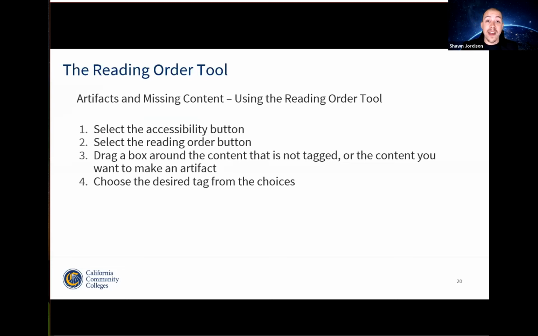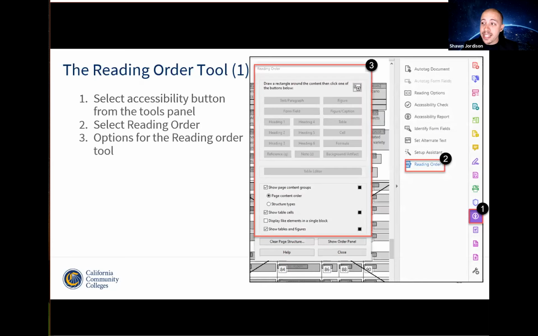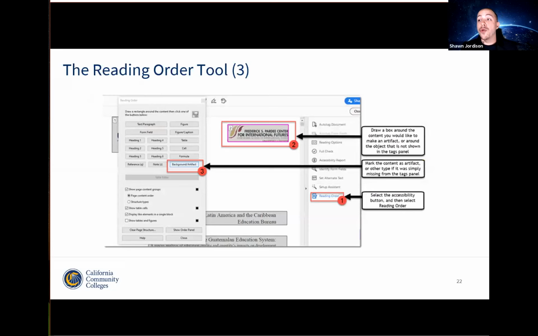And you're just going to force a screen reader to skip it. Additionally, if you have content that should be in your tags panel and it's not there, the reading order tool is really good at identifying that. So you can draw a box around the content and mark it and get it into your tags panel. It's pretty straightforward to use. To launch the reading order tool, you'll select the accessibility button, then the reading order button. From here, you can drag a box around the contents. It does rely on dragging and using your mouse.